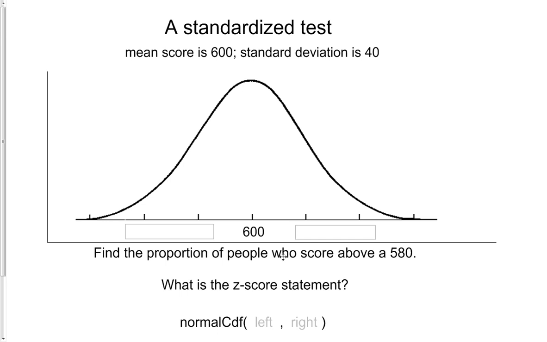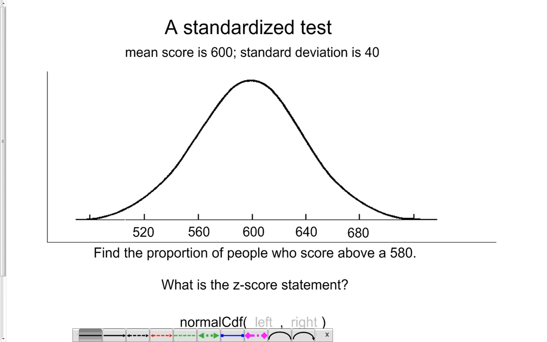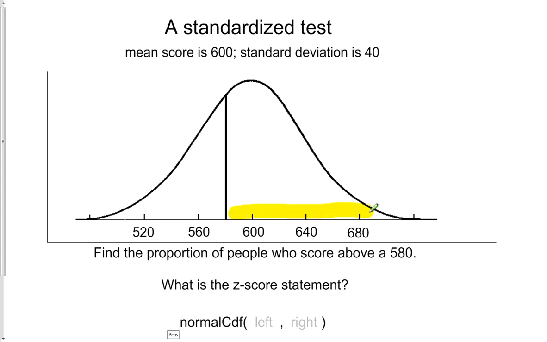So our mean, 600, let's put that in there. Standard deviation is 40, so we go up 40 at a time and go down 40 at a time. Proportion of people who score above a 580. Well, 580 is going to be right here, halfway between 560 and 600. And we are saying find the proportion who score above. So we're going to shade to the right, because above is to the right. And then that'll be our region here, roughly.